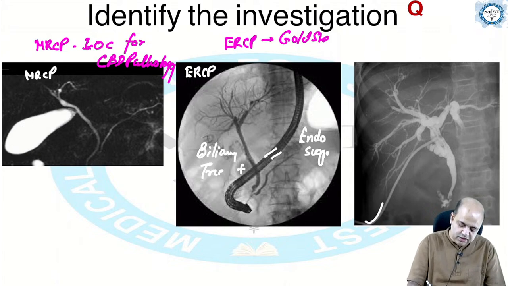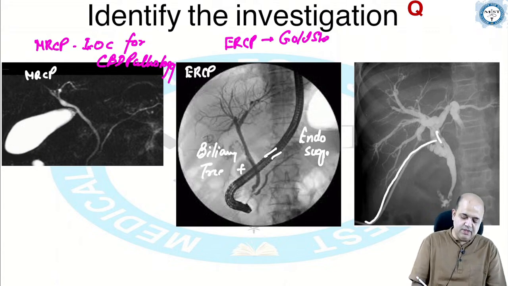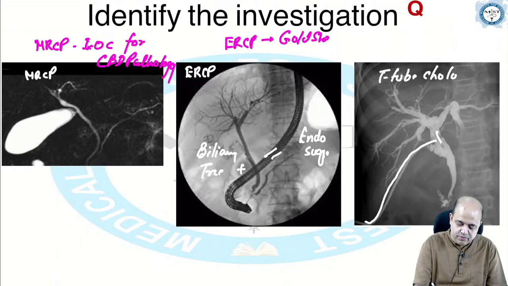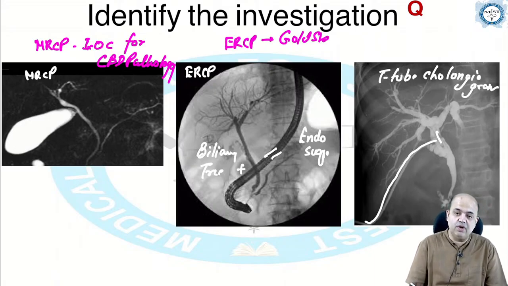Here what do we see? We see there is a tube. That is a T tube. This is a T tube cholangiogram.